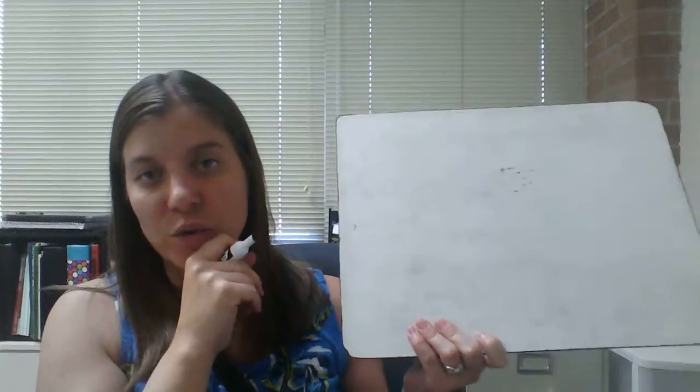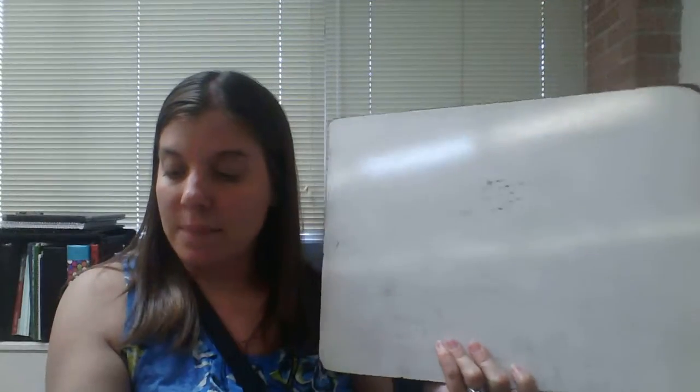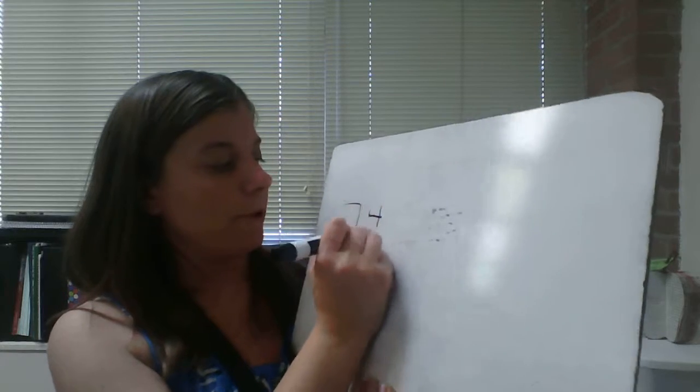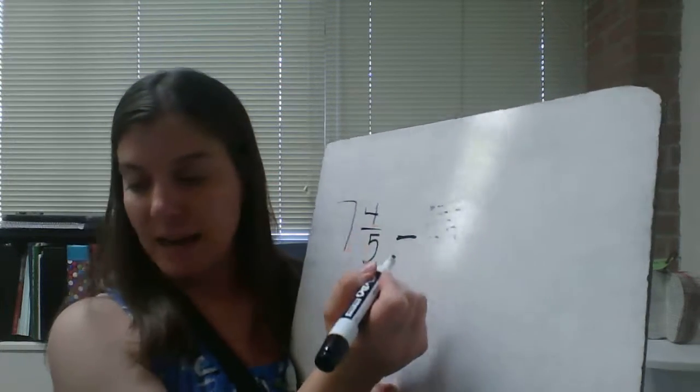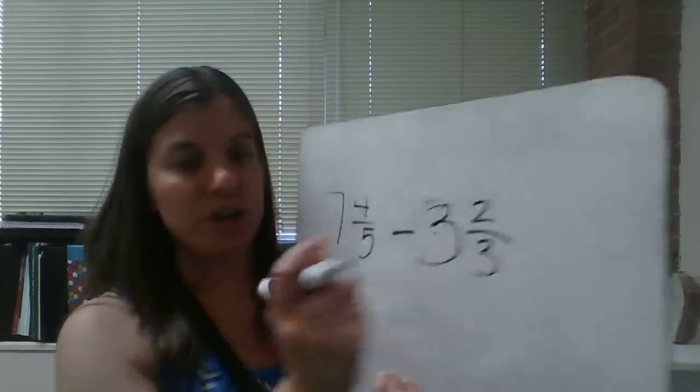Now we're going to go on to subtraction. And if you look in your interactive notebook on page 10, you'll notice that the subtraction is the same steps. All right, so common denominators. Here we go. 7 and 4/5 minus 3 and 2/3.